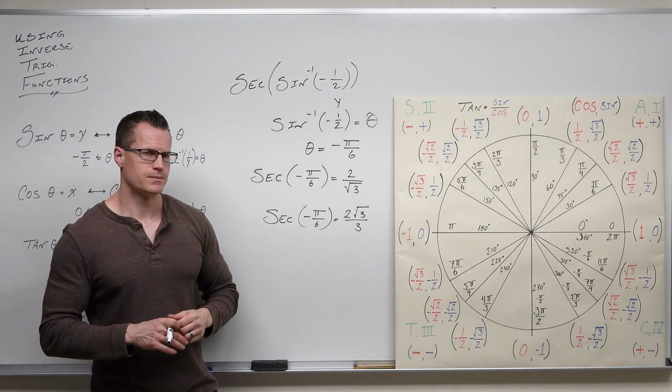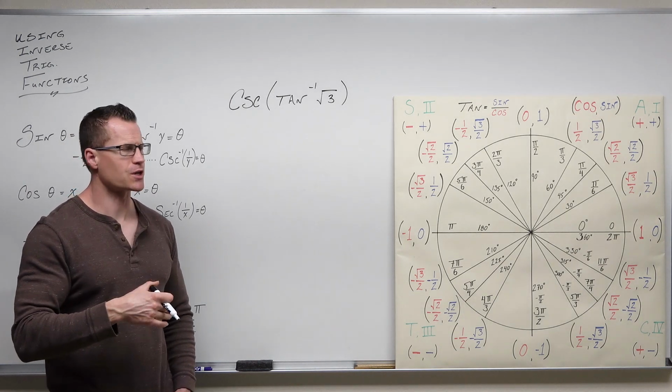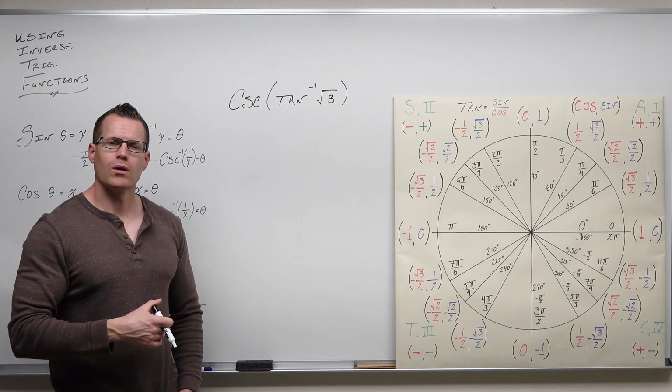Let's move on to another one. So we're taking a look at cosecant of tangent inverse of the square root of 3. All right, well, let's start out.